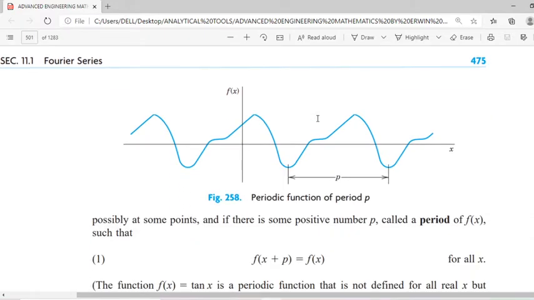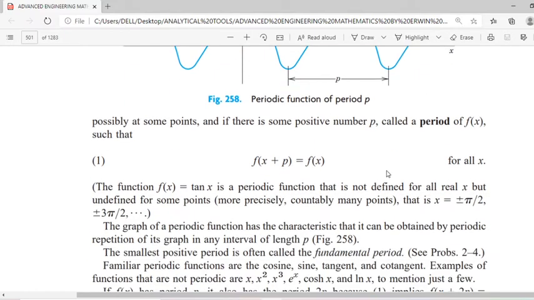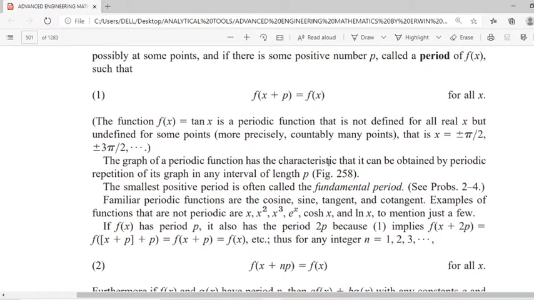Okay. So this is a periodic function. It is repeating over a period. The length of the period is p. So this is the repetition of the first part, and this is the repetition of the last part. You can represent it like this: f of x plus p is equal to f of x. Sometimes the period may be pi by 2 or 2 pi, etc.